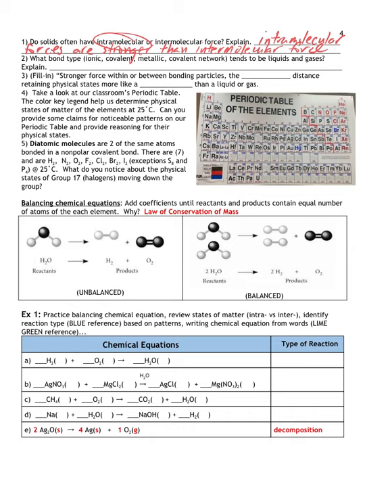What type: ionic, covalent, metallic, covalent network, tends to be liquids and gases? And we said that those are intermolecular forces, and that would be your covalent compounds. So covalent compounds tend to have intermolecular forces.